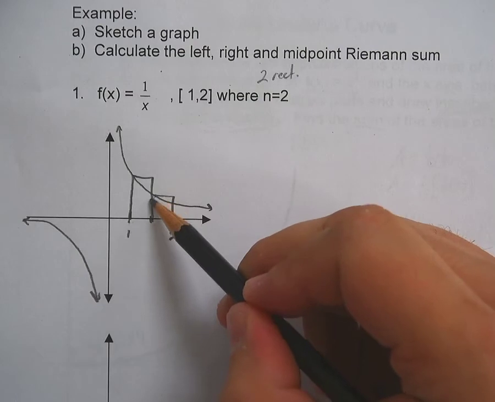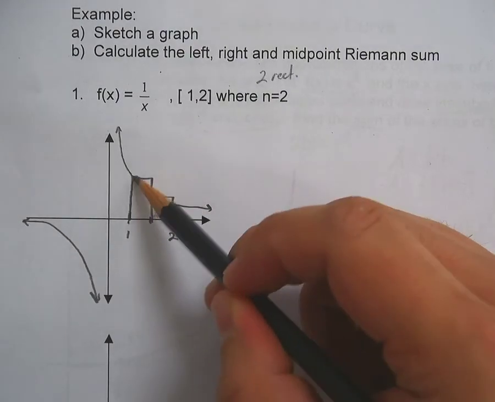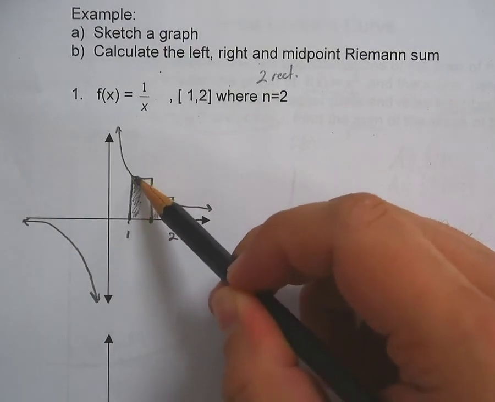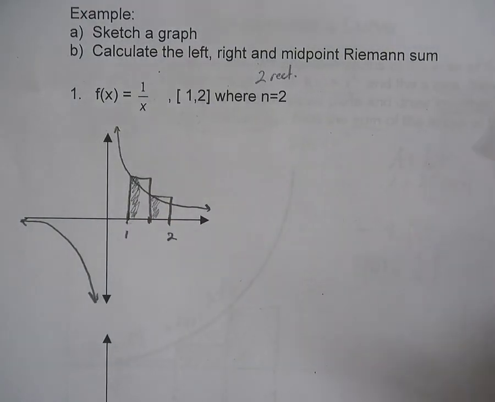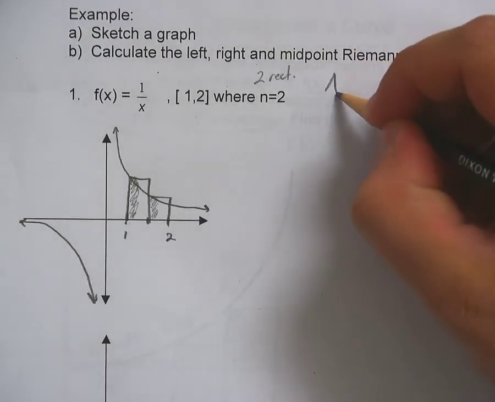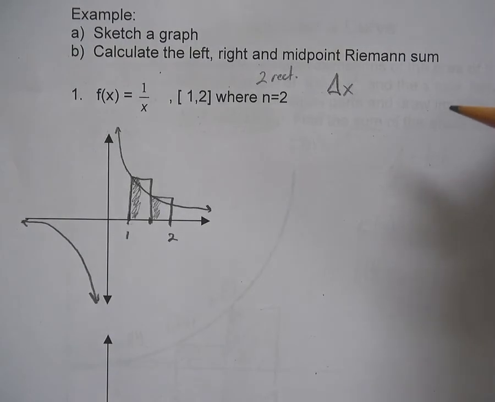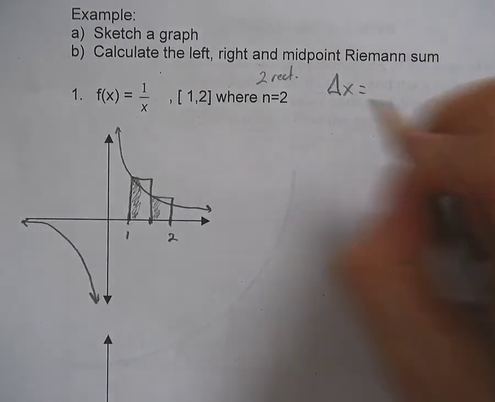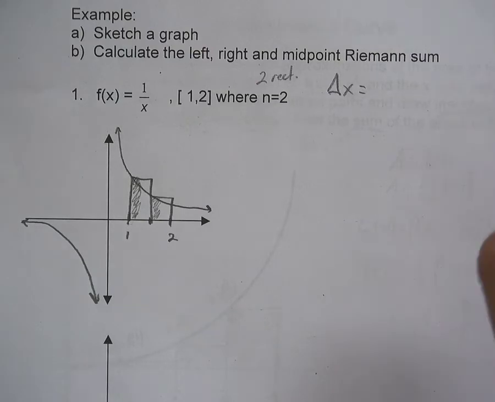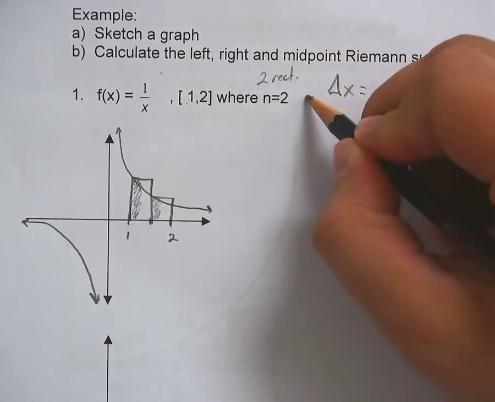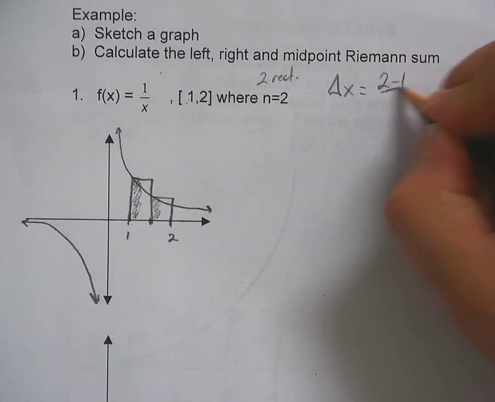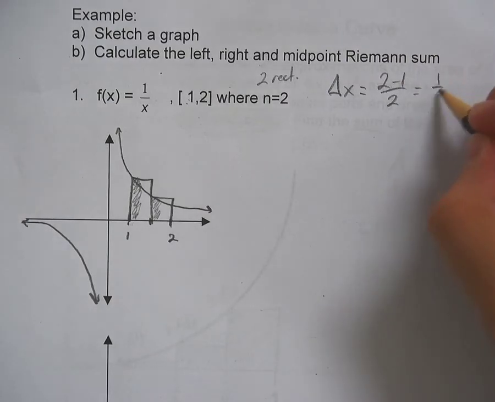Alright, so this is what it's going to look like here. That's a left-hand sum. And let's figure out what's going on here. So my delta x, how wide is each rectangle? You probably don't need the formula for this, but I want to show you how to do it just in case. How wide is each rectangle? Well, each rectangle goes from 1 to 2. So 2 minus 1 divided by 2. And that's 1/2.